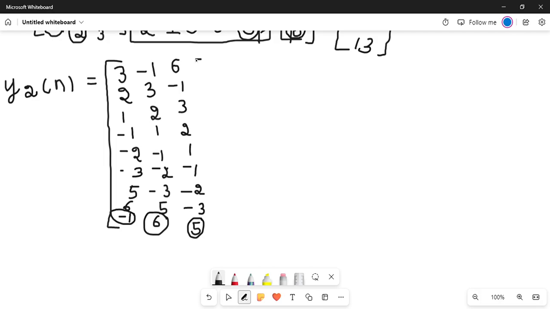So this process you're supposed to do. Until when? When you shift the last value to the first position, you will get the original x2 of n. So till there you're supposed to stop, or else you stop when your matrix becomes a 9 cross 9 matrix. Fine.